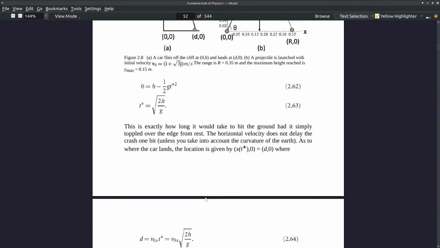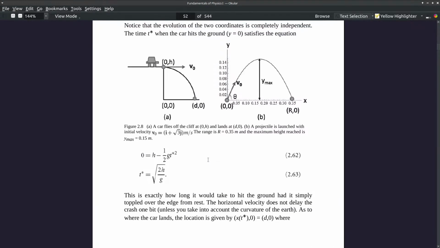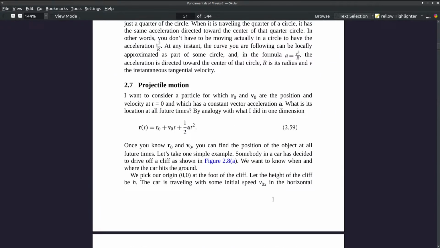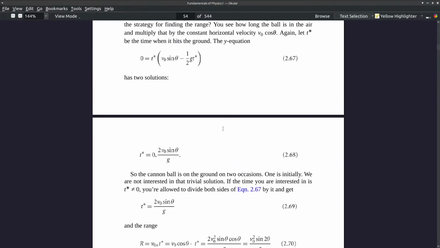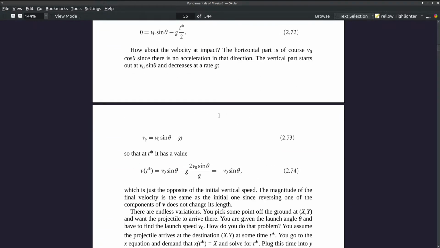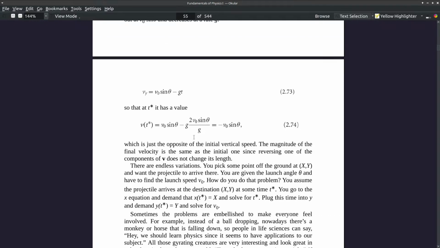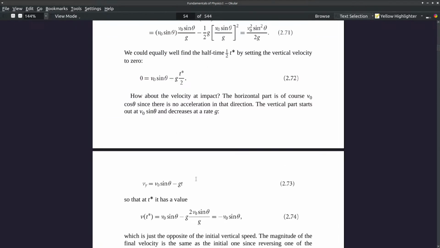Hold on now. The star is just a variable here, right? Yeah, think of it like the final T. Yeah, exactly. It's the moment when it hits the ground. So you want that to be as far as possible.